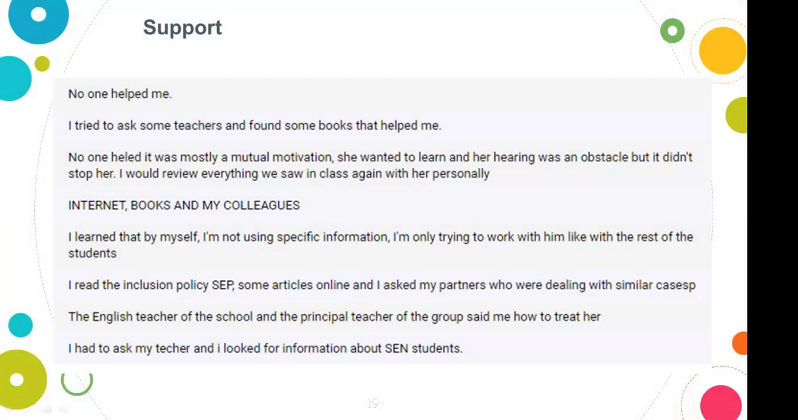I learned by myself. I read the inclusion policy of STEP. The English teacher of the schools and the principal teacher of the group said to me how to treat her. I had to ask my teacher and I looked for information about SEN students. So some of them found support with their colleagues, but also some of them were alone, so they needed to find information in other sources by themselves.